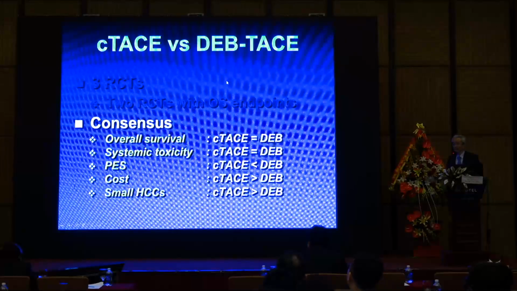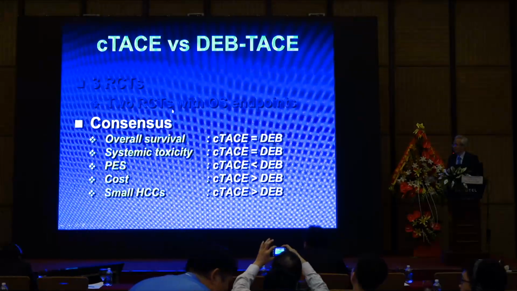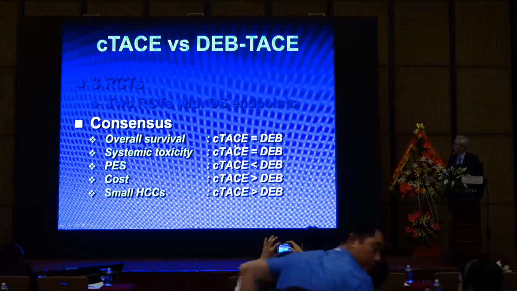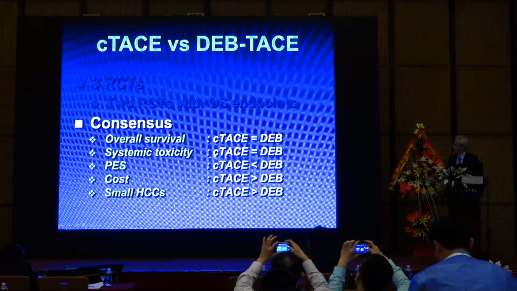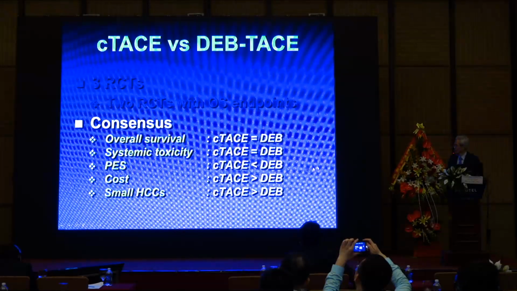So this slide summarizes the consensus comparing conventional TACE and DEB-TACE. Overall survival is the same, systemic toxicity may be the same, and the difference is post-embolization syndrome is higher in conventional TACE. Cost is more expensive in DEB-TACE, and in small HCC, conventional TACE should be better.